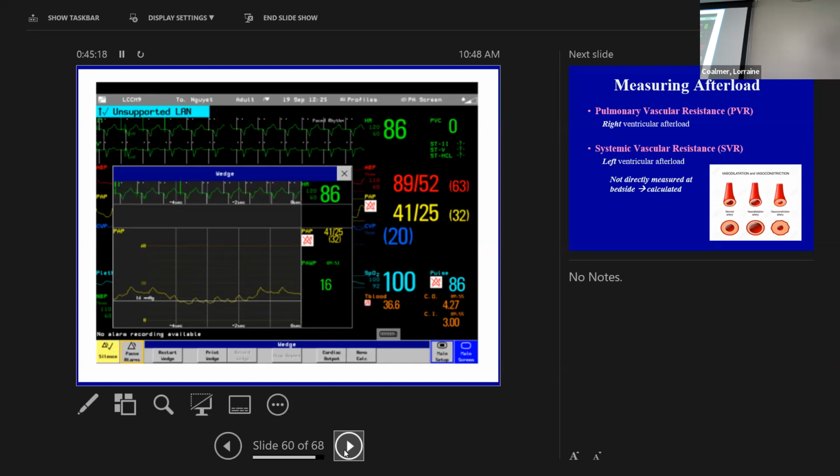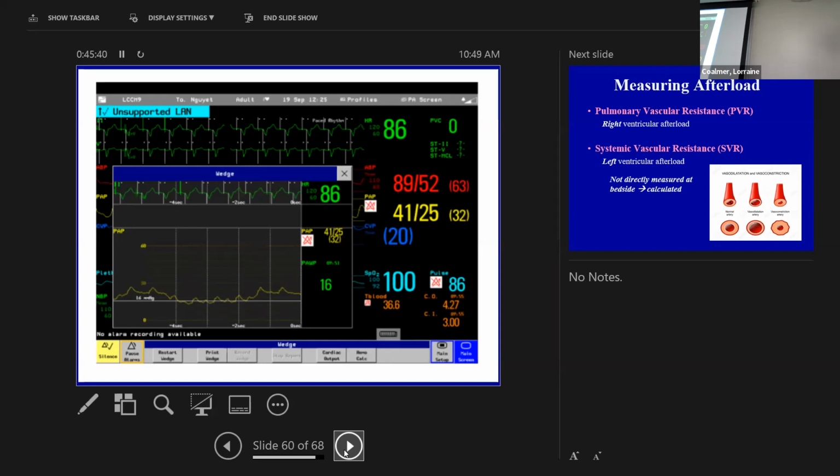Yes, levofed, epinephrine. Okay, take a look at this. Do you see the word wedge? Look at your pulmonary artery pressure, 41/25. Do you guys see that? Is that high or low? Yeah. Right? And look at your wedge, 16. Should your wedge be 16?